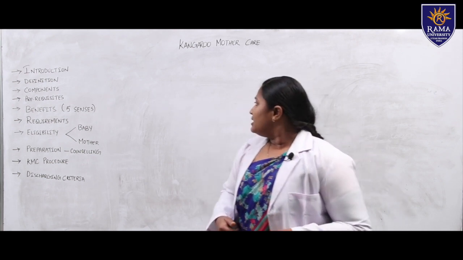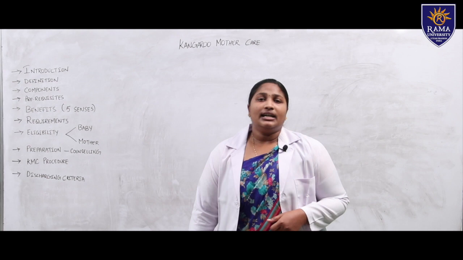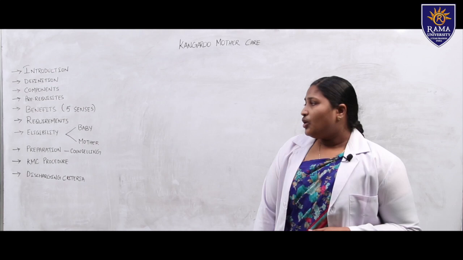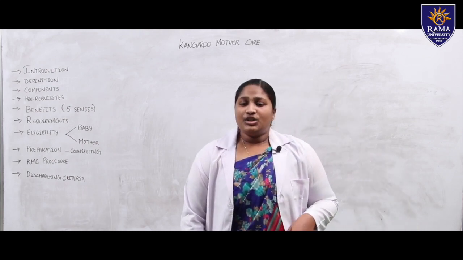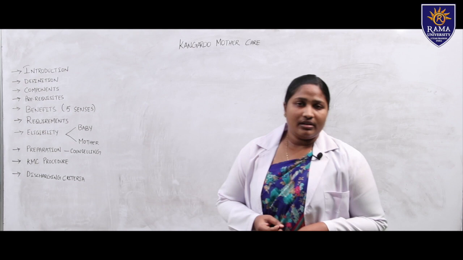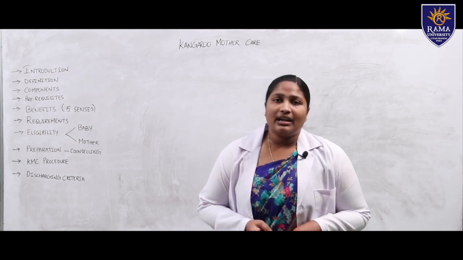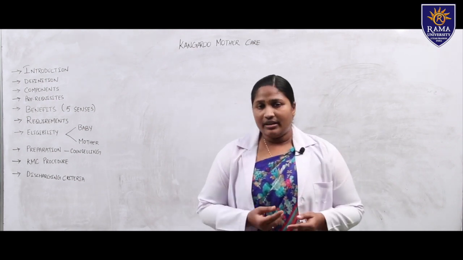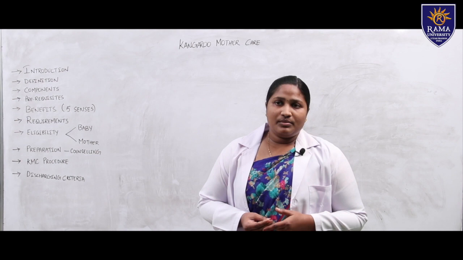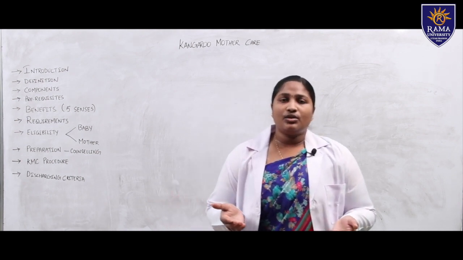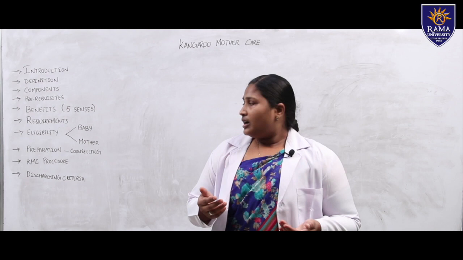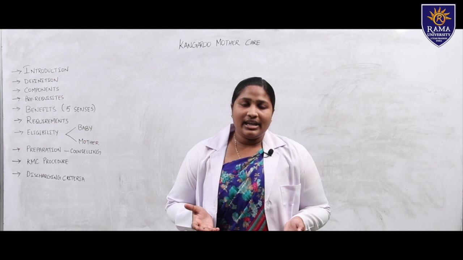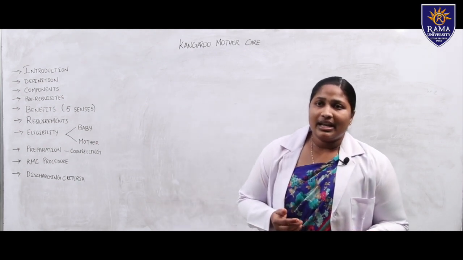And next we will see the requirements we need while providing kangaroo mother care. First, we need a bed, an adjustable bed, and also reclining chairs, and materials like pamphlets, printed materials and video films etc. to show the mother, which are used to educate the mother for providing kangaroo mother care. And also the clothing is one important thing in the requirements.